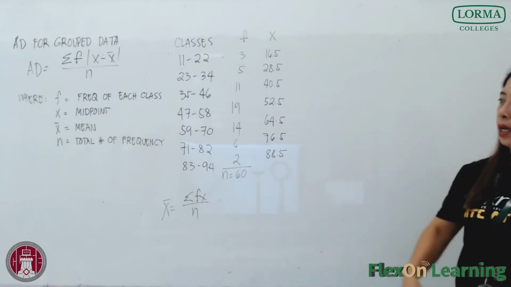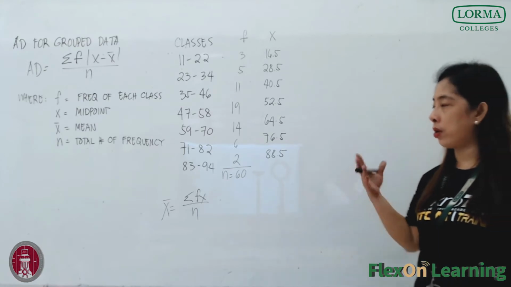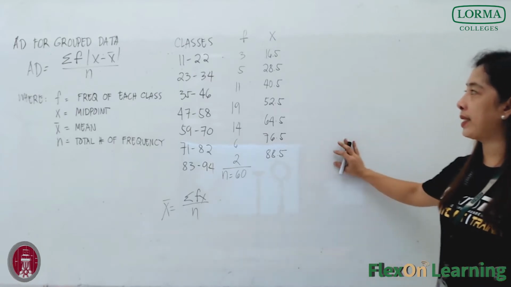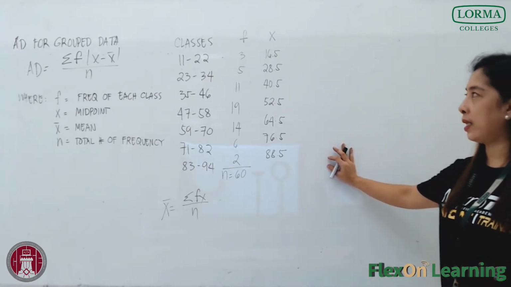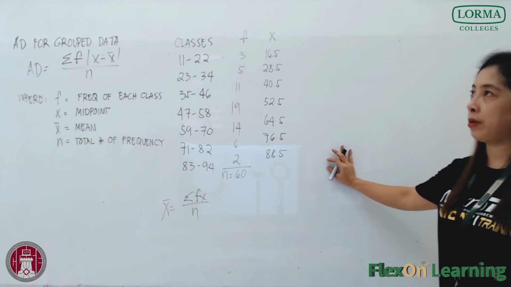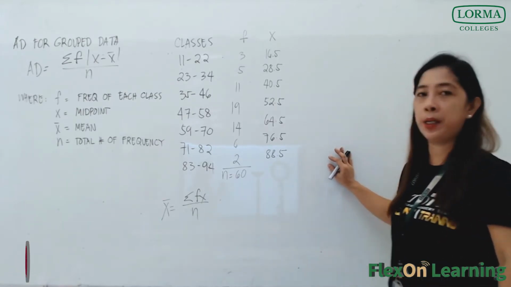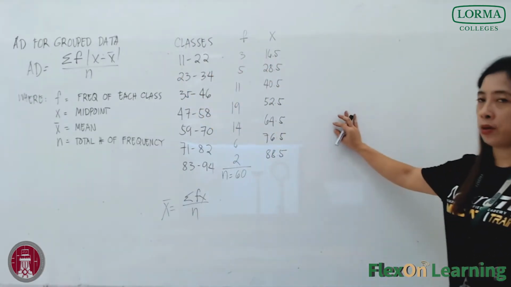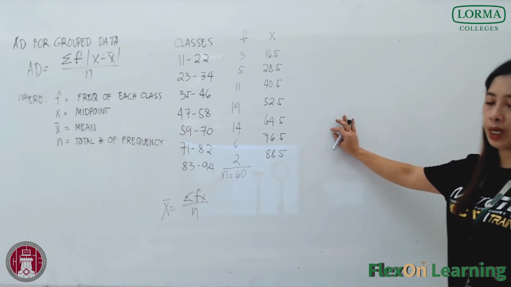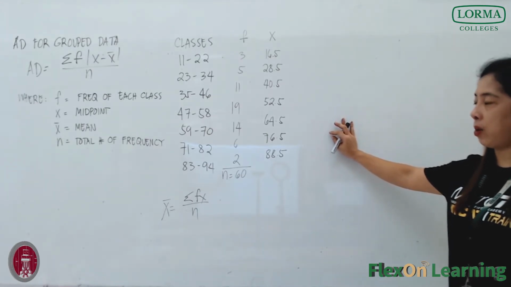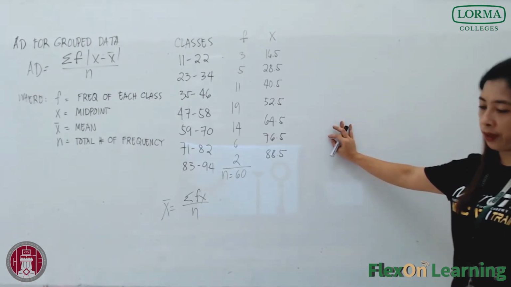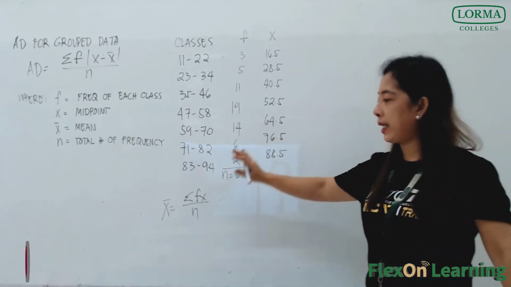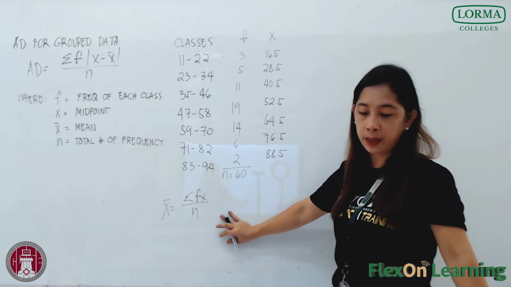Again, using the classes that I used as an example, we now have the frequency and then the midpoint. How do we get the midpoint again? That would be the upper limit plus the lower limit divided by 2. So 22 plus 11 divided by 2 gives the midpoint. Now, using the midpoint method for our average deviation, we first get the midpoint, of course, and the next step is to get the mean.